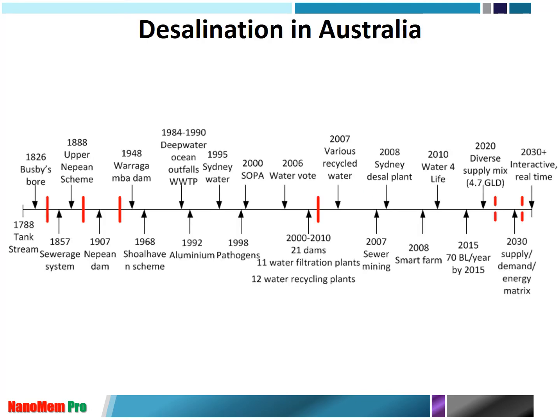Let's look at the desalination and water history in Australia. We focused on the last 200 years. Initially, in 1788, we started from the Tank Stream and the bores. And then nowadays we have many different kinds of water alternatives, and in the future.